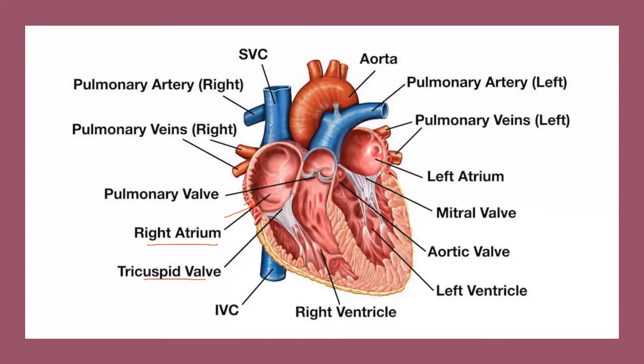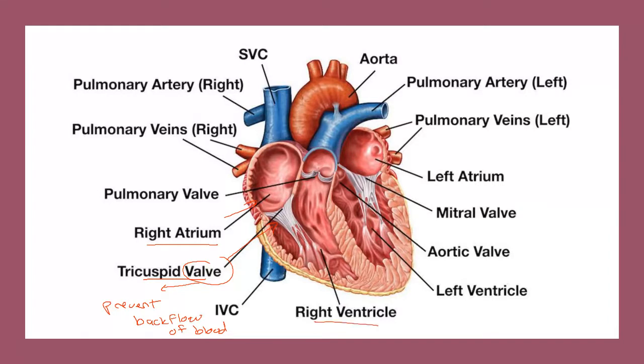This is going to be called a tricuspid valve. It's going to close to prevent any backflow. That's what valves do. What do valves do in the heart and the vessels? They prevent backflow of blood, so it doesn't go back to the atria.